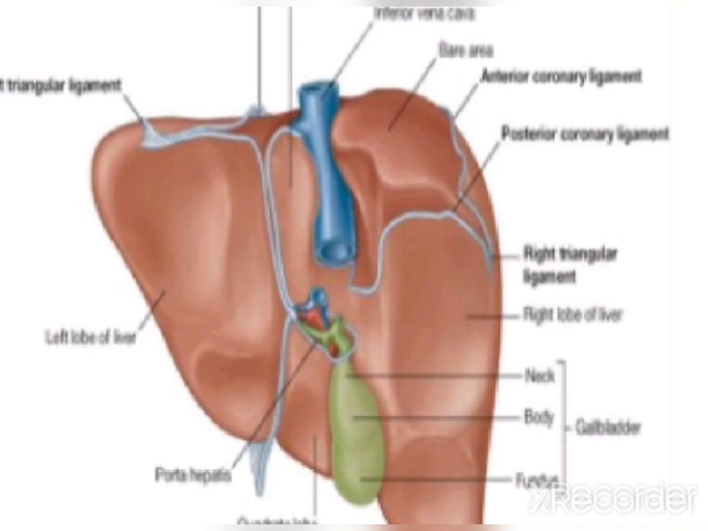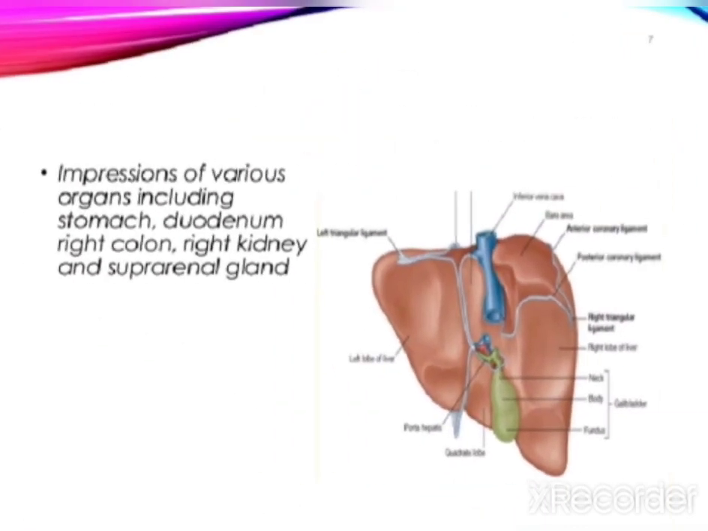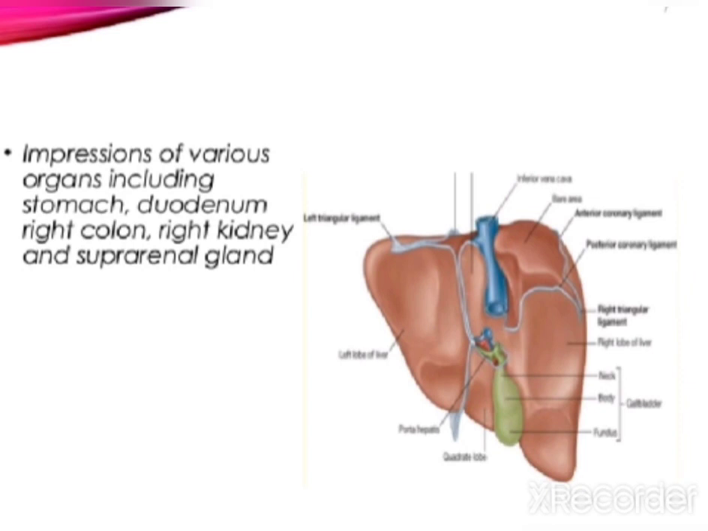In the epigastrium, the inferior border extends from the left 8th costal cartilage to the right 9th costal cartilage. This is the inferior surface, with impressions of various organs including the stomach, duodenum, and right colon.